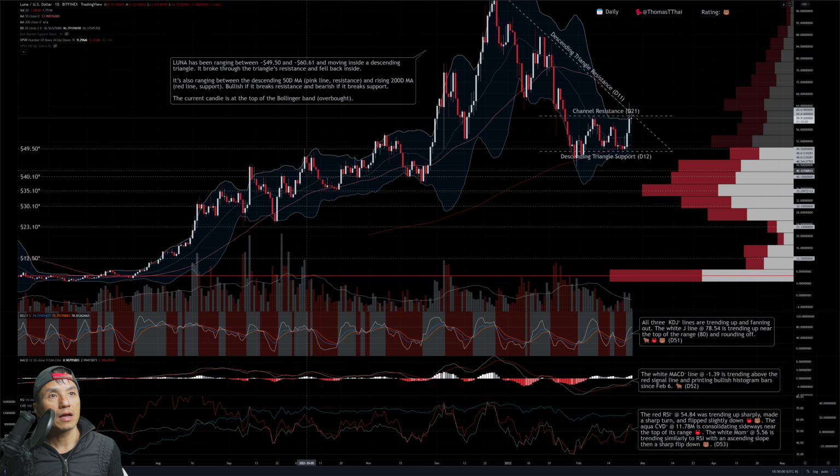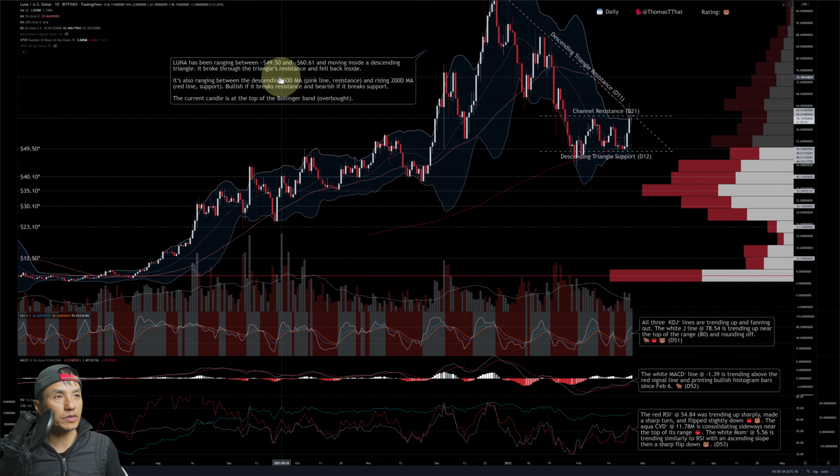This is a one-day chart for Luna on TradingView. Our objective today is basically to analyze this chart and also talk about some potential buy entry levels. Let me get my mouse highlighter on. Here we go. So what do we have here? This is an updated chart from my previous one. That's also on Twitter.